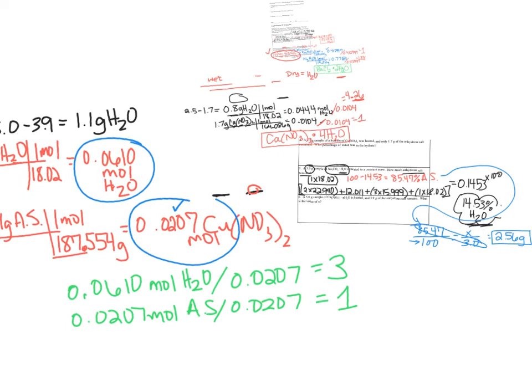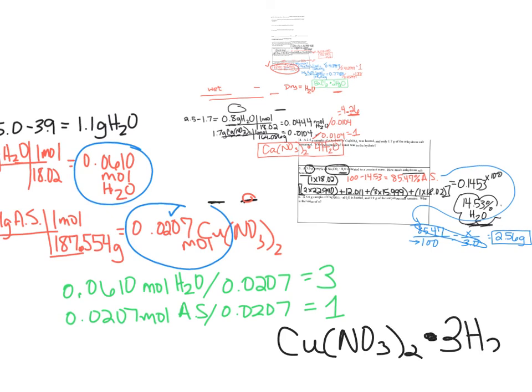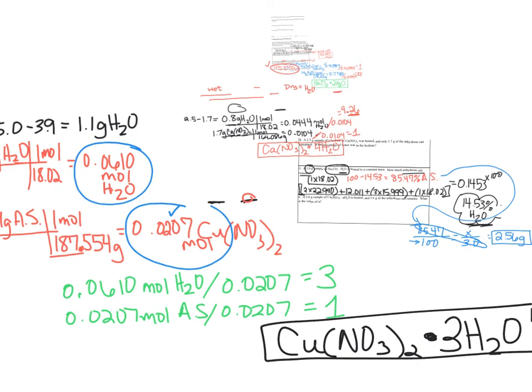And so then we finish off with our formula, which is just copper 2 nitrate, big dot, 3 waters, trihydrate. That should get you through the whole worksheet. Hopefully that helped.